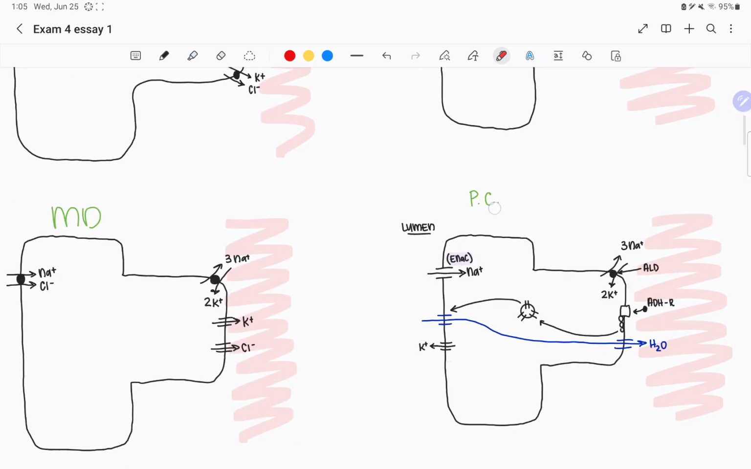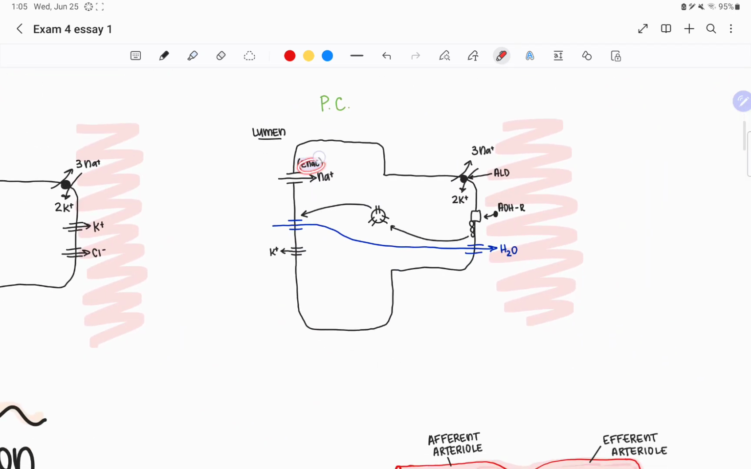Now, what's happening here is we have a channel called an ENaC channel, which is just letting sodium come in. Okay, and then we have our sodium-potassium ATPase pump. We're going to talk about what aldosterone does and what ADH does in a little bit. I don't want to do it now, but I have it drawn on so that when I do talk about it, I can just come right back up here.